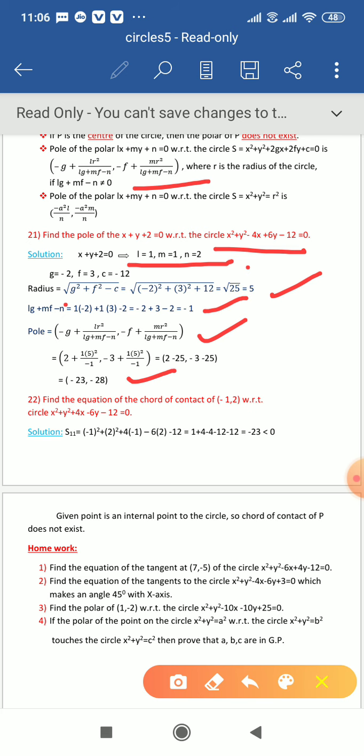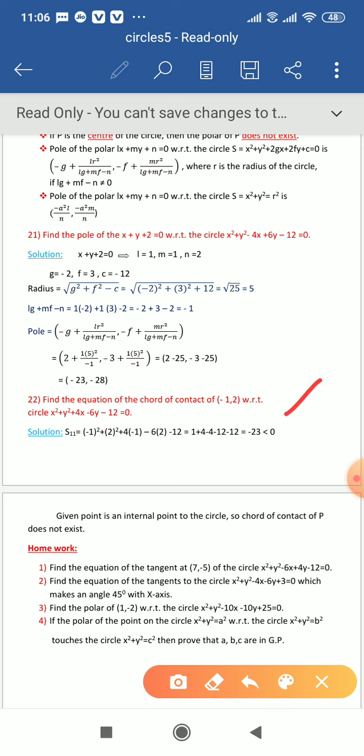Okay. Now we discuss a problem which was given in IPE 2020. This is the problem: find the equation of the chord of contact of (minus 1, 2) with respect to the circle x square plus y square plus 4x minus 6y minus 12 is equal to 0. Everybody thinks what a simple problem. Chord of contact is nothing but S1 is equal to 0. So if we find S1 is equal to 0, that is the answer.